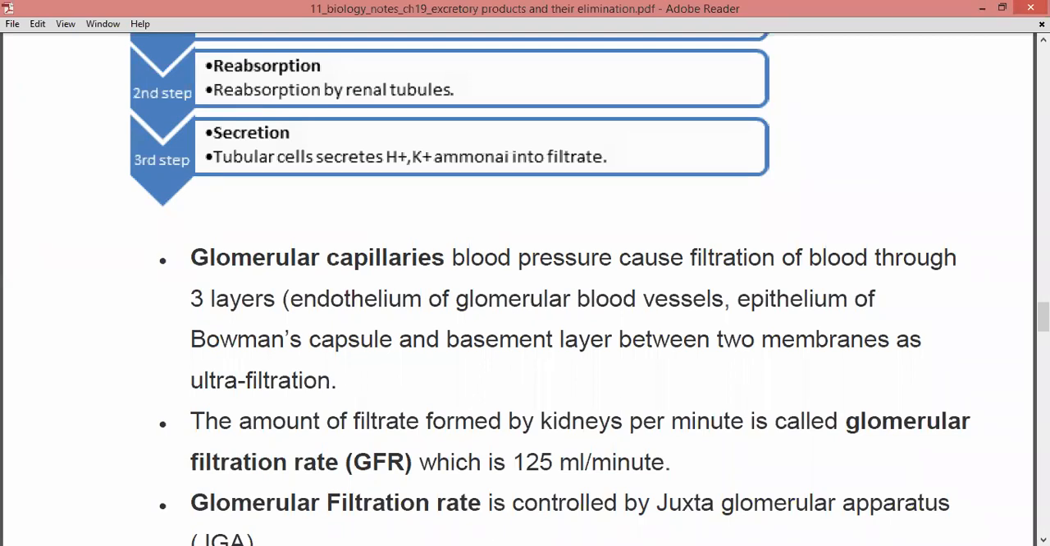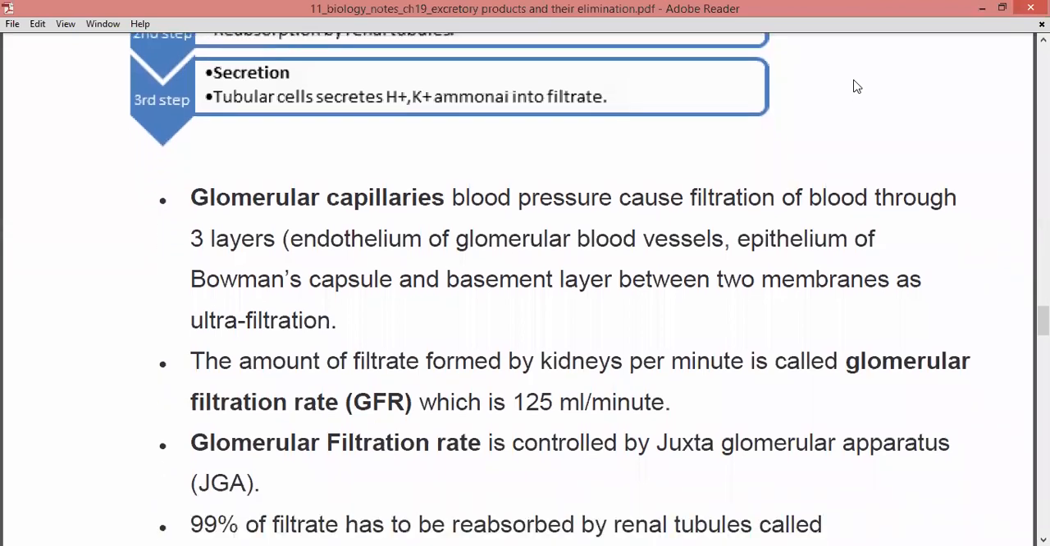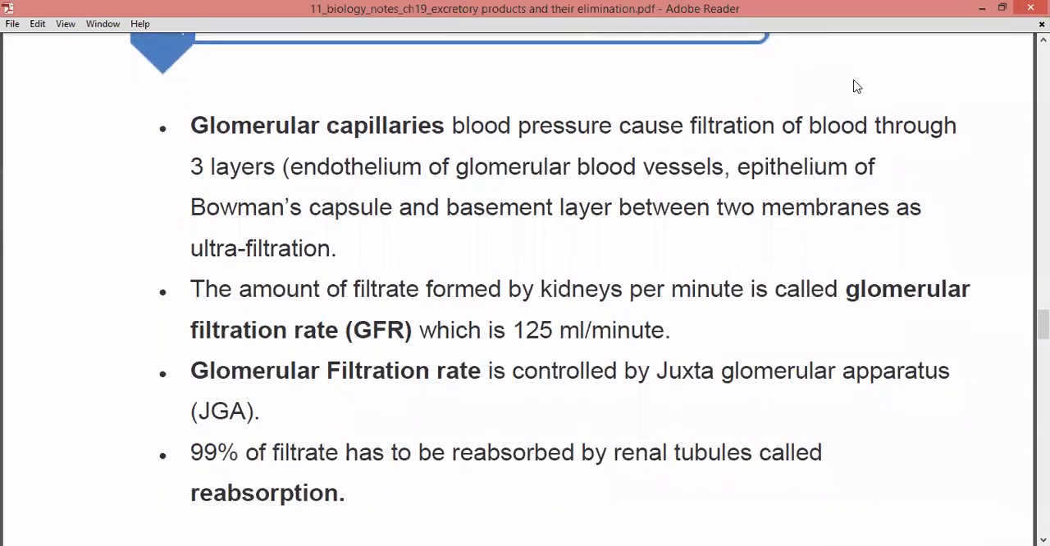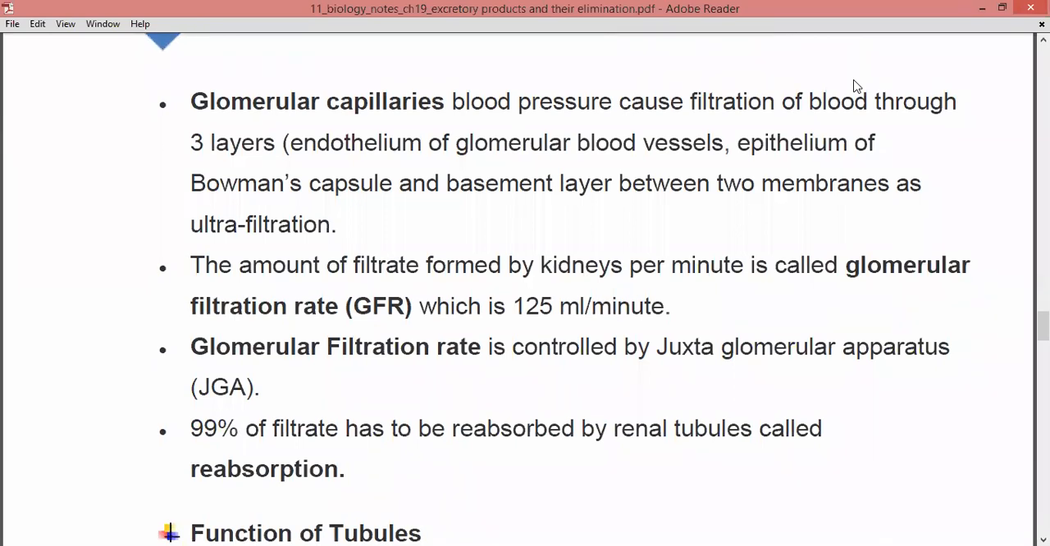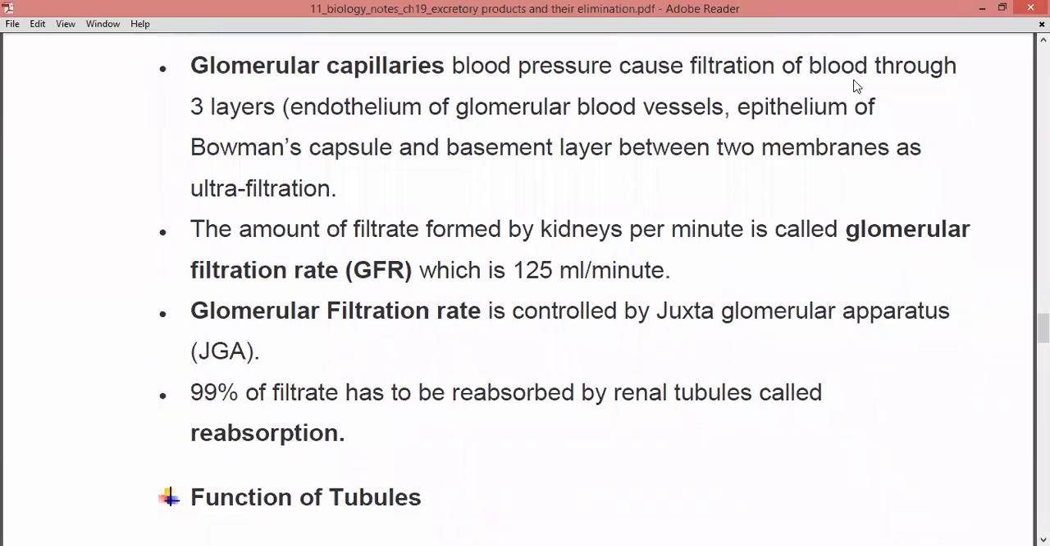Before going to reabsorption, we look at how the filtrate is formed. The glomerular filtration rate, GFR, is controlled by the juxtaglomerular apparatus, JGA. This apparatus is responsible for controlling the GFR. Now 99% of the filtrate has to be reabsorbed by the renal tubules, which is known as reabsorption.